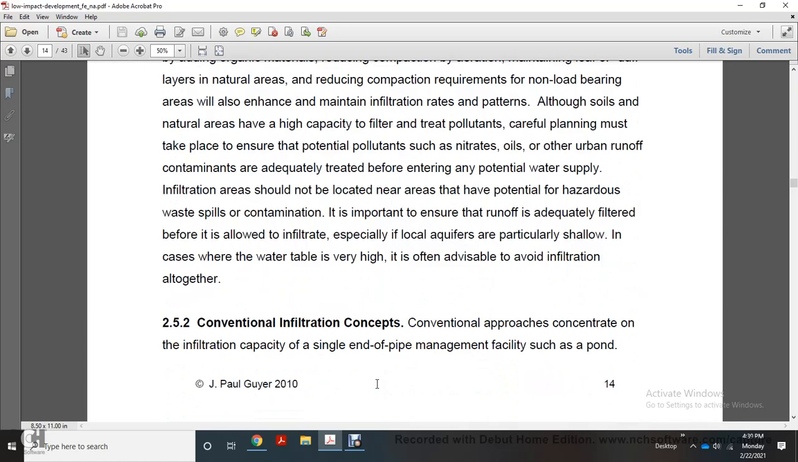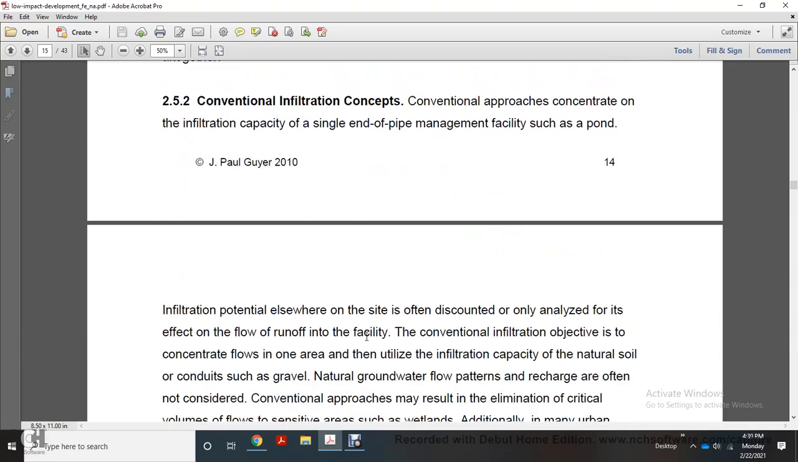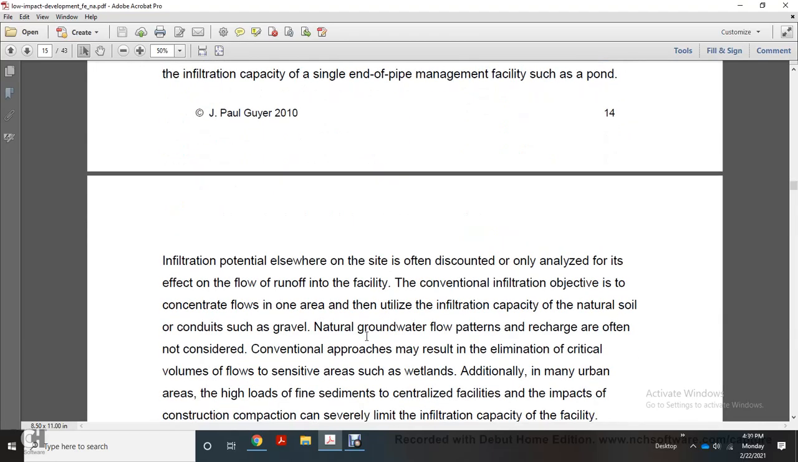Conventional infiltration concept. The conventional approach concentrates the infiltration capacity in a single end-of-pipe management facility such as a pond. Infiltration potentials elsewhere on the site are often not analyzed, as the focus is on the effective flow of the runoff into the facility.